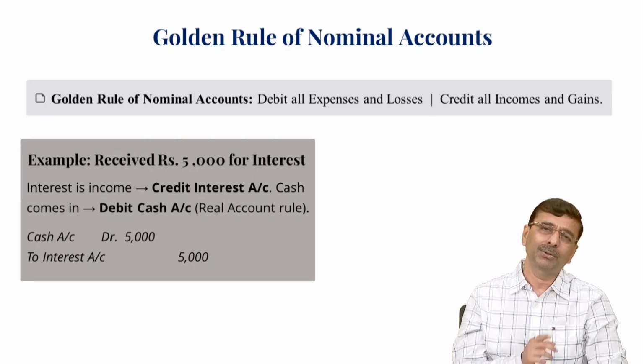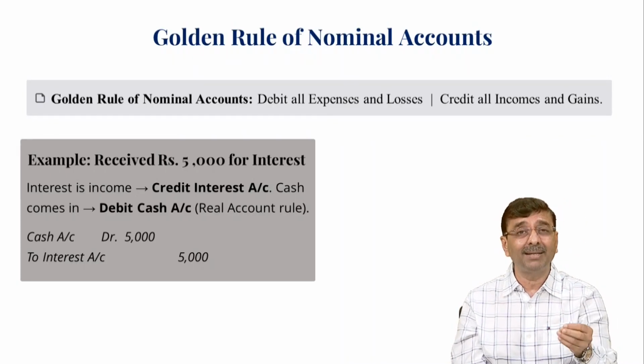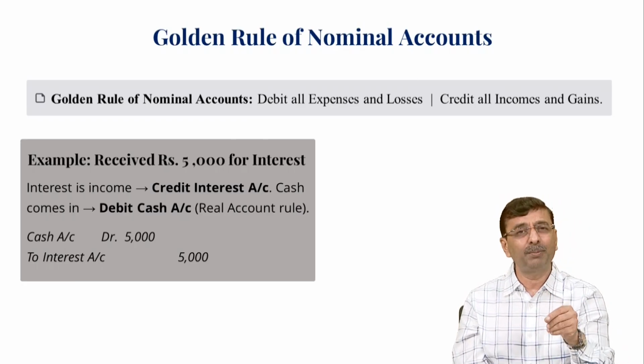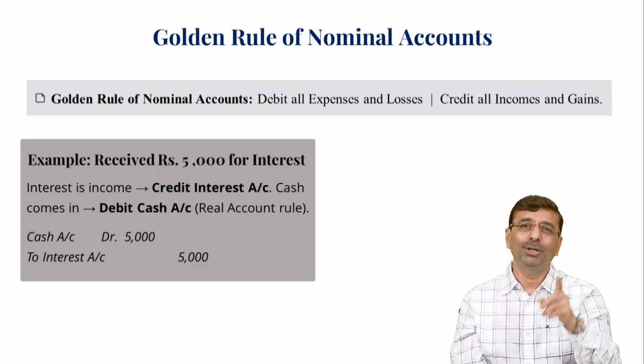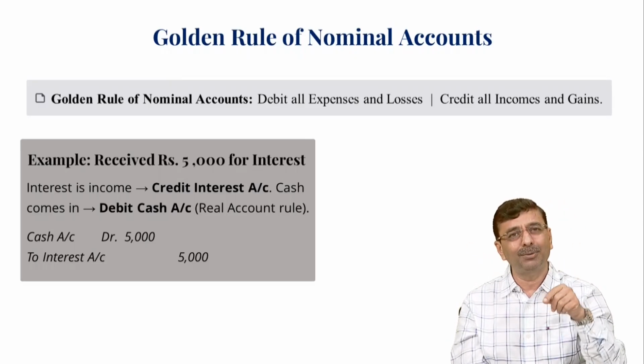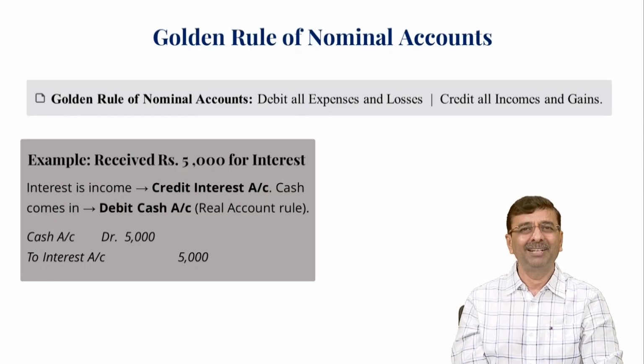Cash goes out, so the cash account is credited. Suppose you paid any salary through bank, then the bank is a giver. Because you paid salary through bank, your bank account paid salary to the employee's account. Your bank account is the giver, so the bank account is credited.